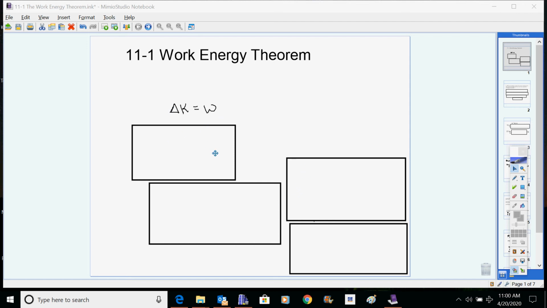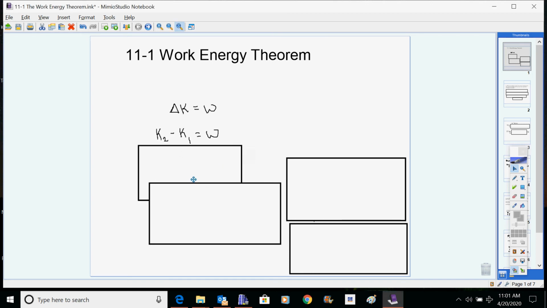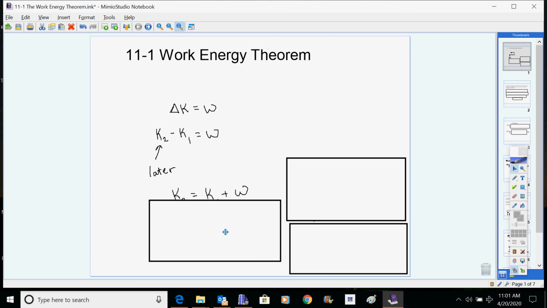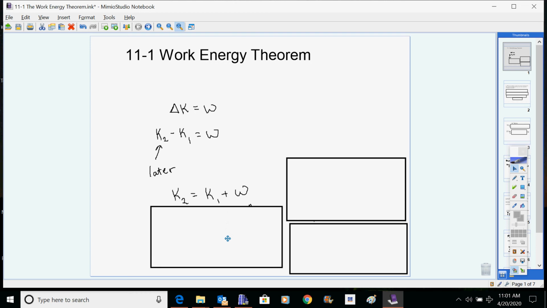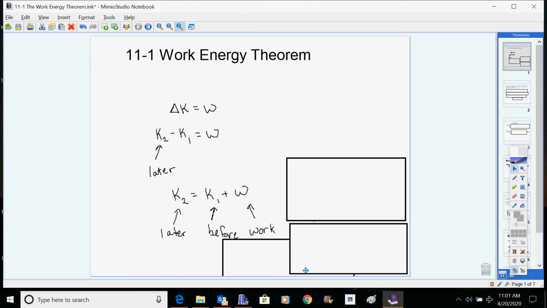Work-energy theorem means that it's been proved to be true that when you have a change in kinetic energy, that is the amount of work that was done. So K2 minus K1, just like usually when you have a delta, it's the later one minus the earlier one. And that's going to equal the work. What we can do with a little bit of algebra is add K1 to both sides. So what that really is telling us is that the amount of kinetic energy that you have later equals the amount of kinetic energy that you have earlier plus the work that you put into it.